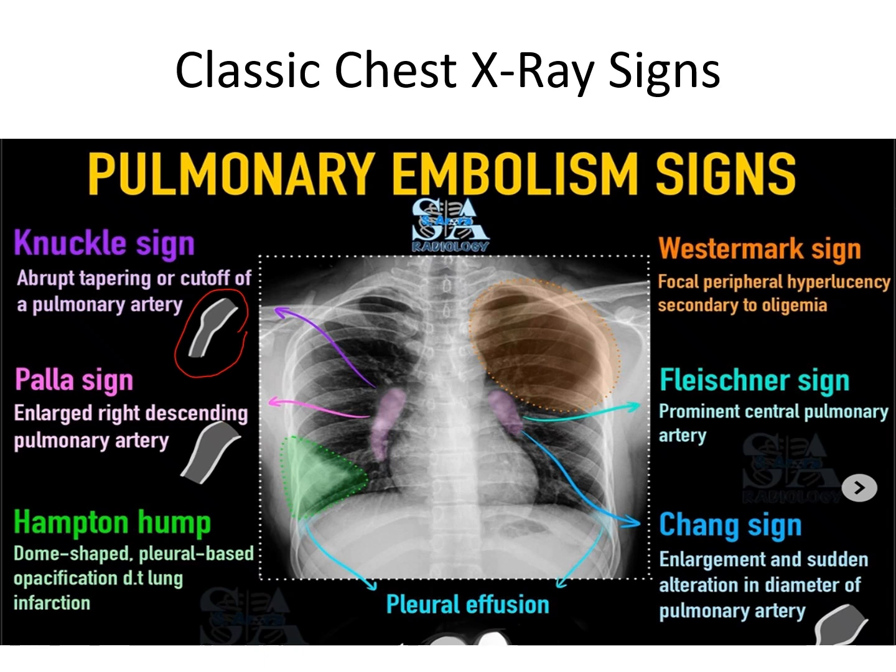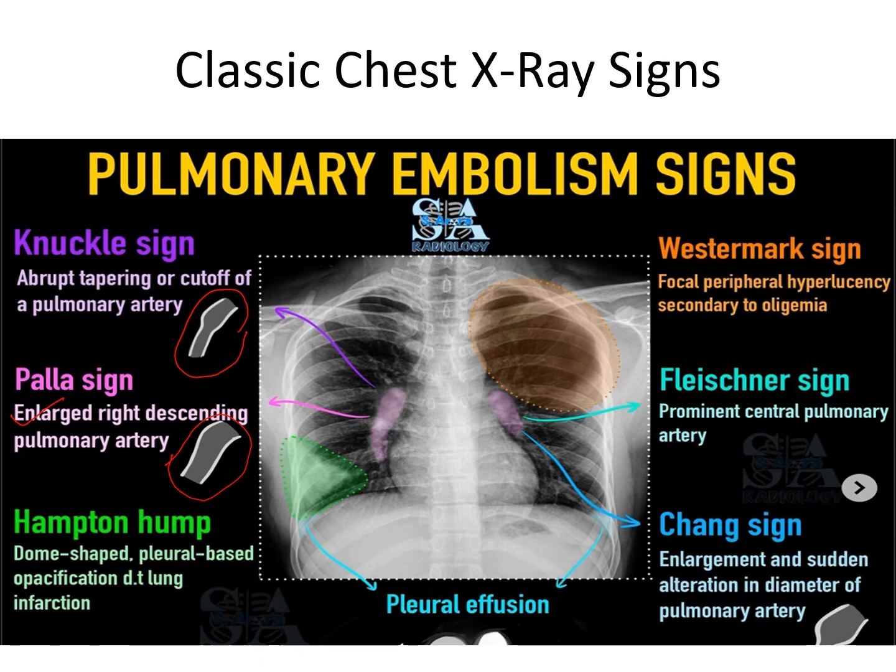Palla sign is the enlarged right descending pulmonary artery. So the sign related to the right descending artery is a Palla sign, that is the enlargement. Hampton hump sign is the dome shaped pleura based opacification due to the lung infarct. So this triangular area of radio opacity is the Hampton hump sign. Pleural effusion is the blunting of the bilateral CP angle.